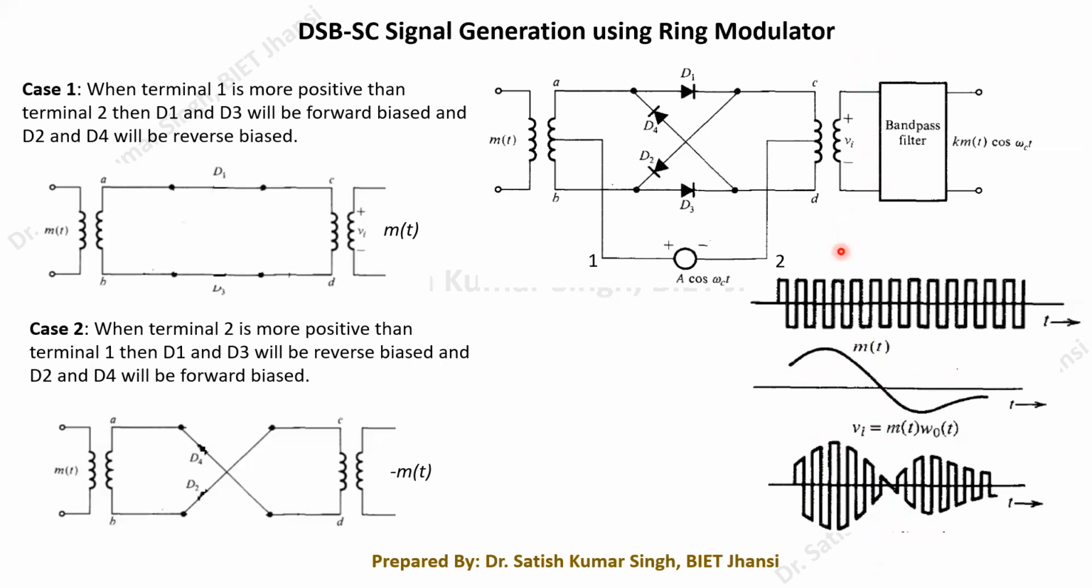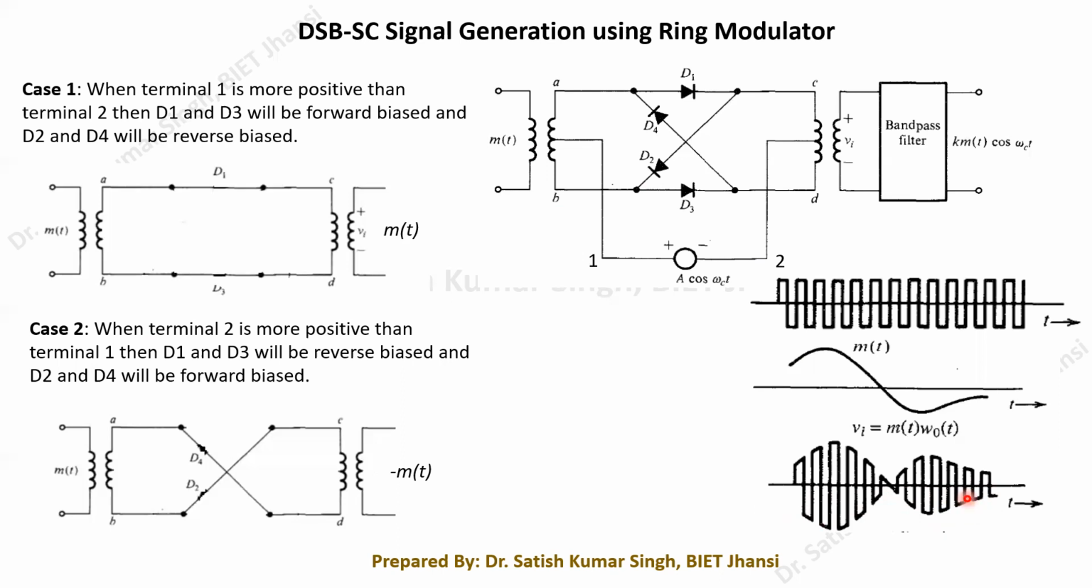Now this circuit is being followed by a band pass filter, so there should be a connection of the band pass filter. One thing that we have to analyze here is what the time domain expression for this waveform will be. What should be the time domain expression for this waveform?